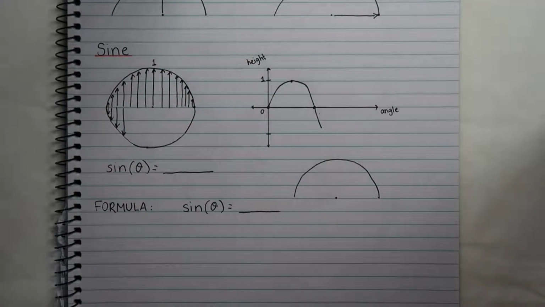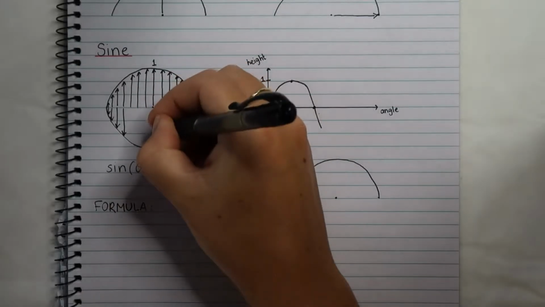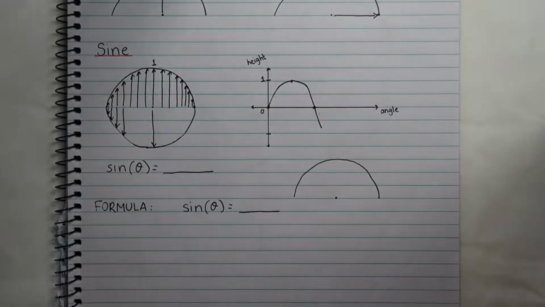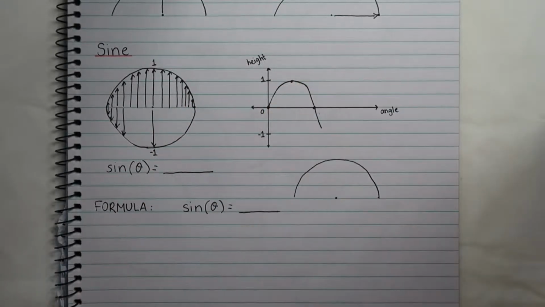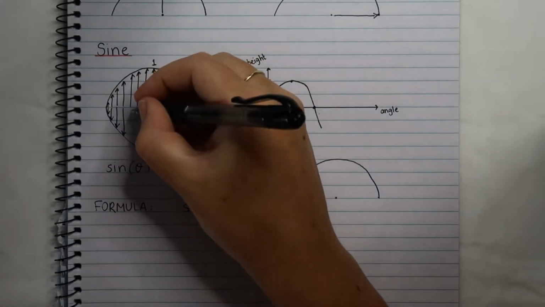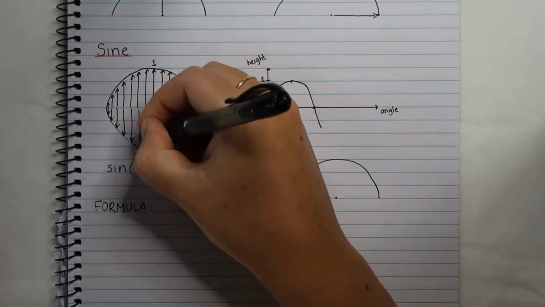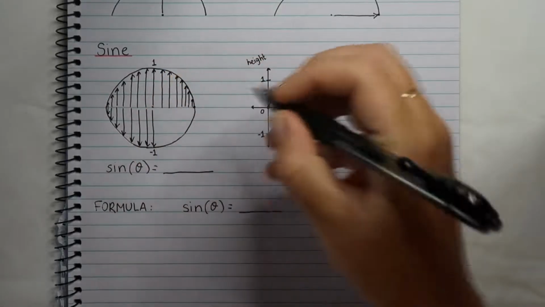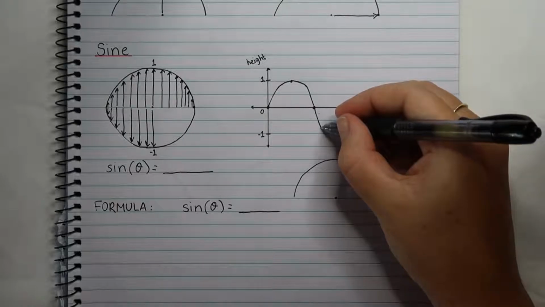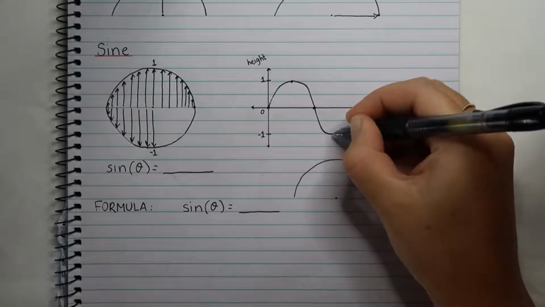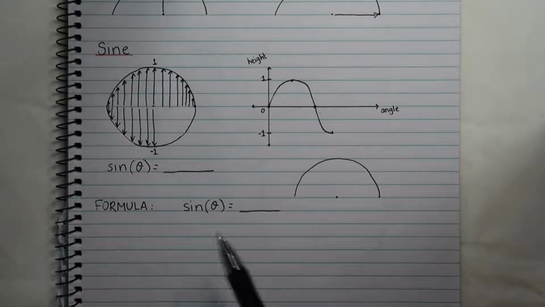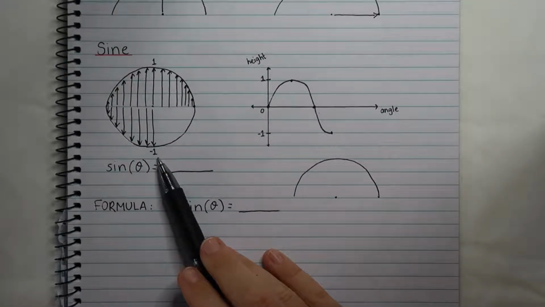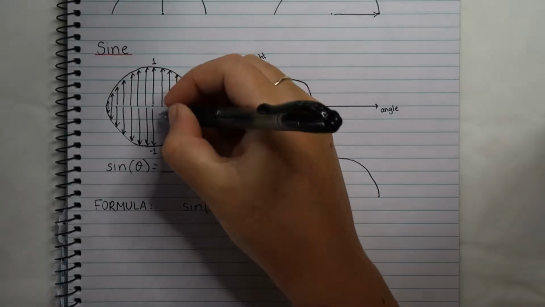Now, as the screen gets closer to the maximum height, which in this case is 1, so let's add that to our graph, 1. The change in height begins to slow. So our graph begins to slowly reach 1. Once the screen reaches 1, it begins to slowly decrease in height.